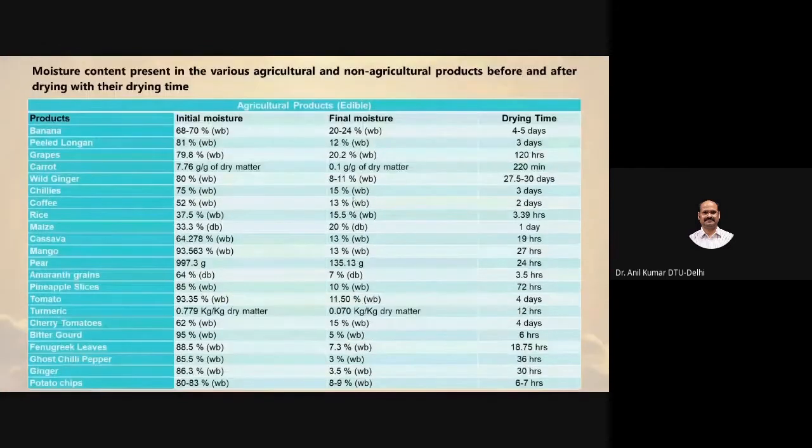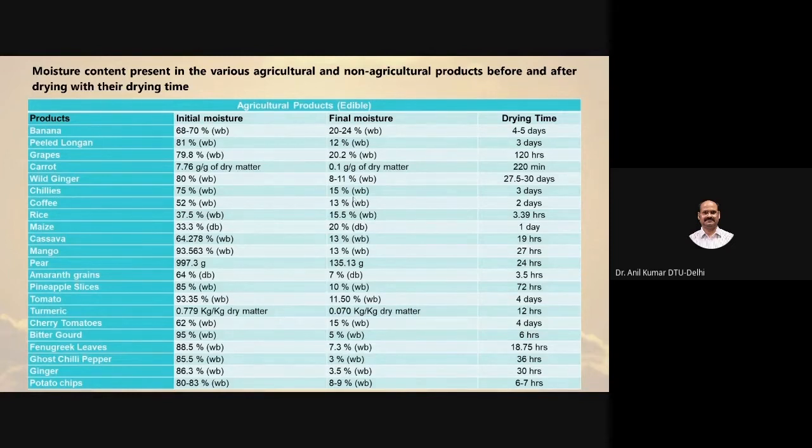Now just look at banana, pea, longan, many crops, wild ginger, chili, coffee, rice, maize, mango, pear, and see the initial moisture contents and the final moisture content. This final moisture is basically the safe moisture content, and this drying time is for solar drying. This has been reported by various researchers.